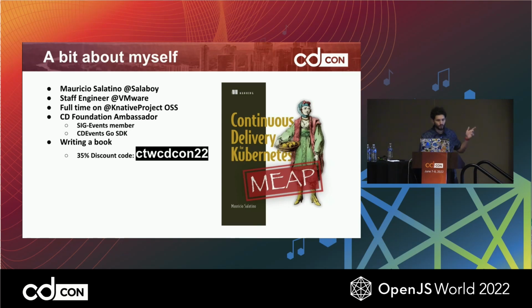So as I mentioned before, my name is Mauricio Salatino. I'm at Salaboy on Twitter. I work for VMware as a staff engineer, and I'm working on a project called Knative. That's very much in the Kubernetes space, right? If you're in the Kubernetes space, that's something that you install on top of Kubernetes to make your life easier. And I'm also writing a book.